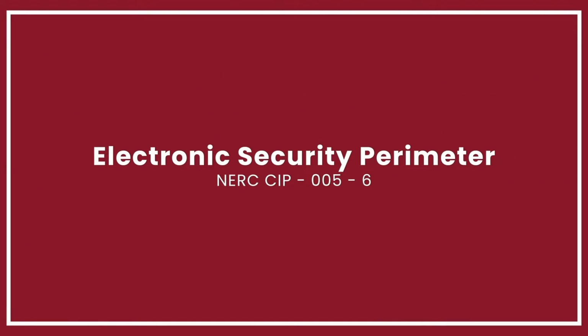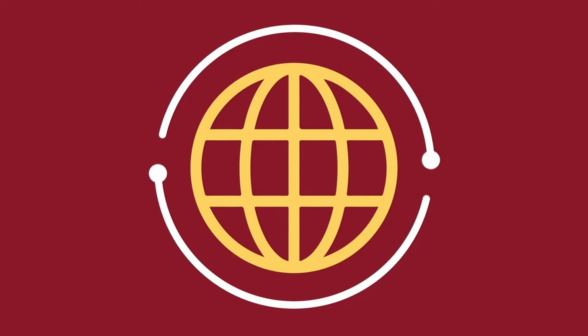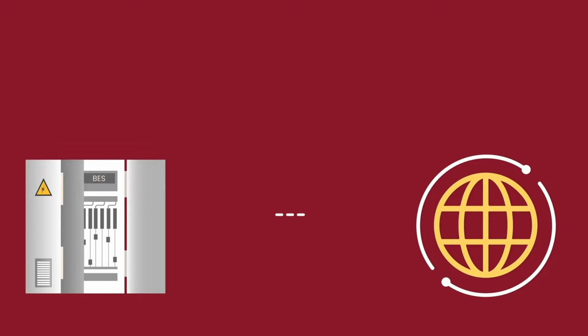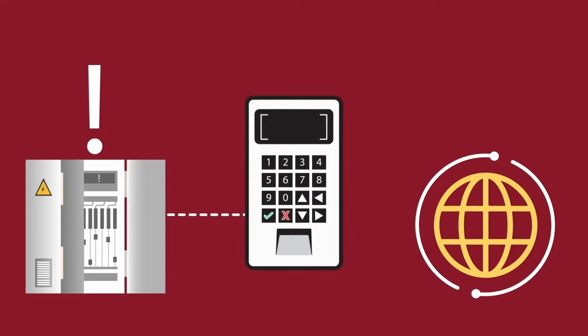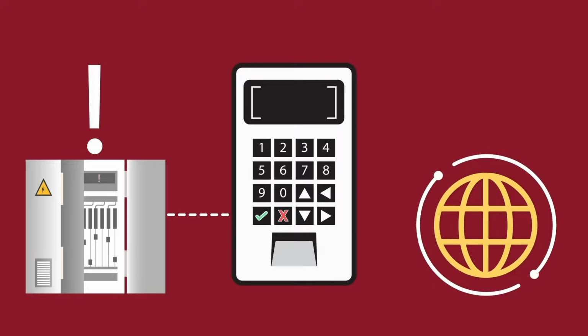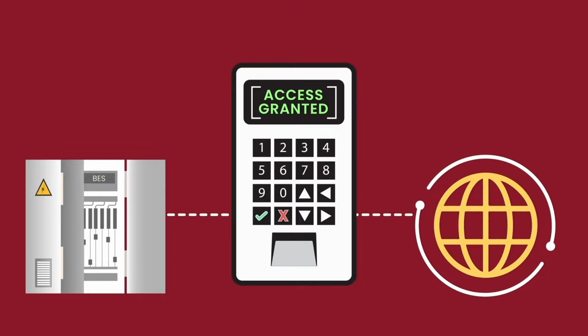Electronic security perimeter. This standard aims to heighten the protection level of bulk electric systems cyber assets and prevent potential instability and operational interruption by establishing an electronic security perimeter using electronic access control or monitoring systems to allow only authorized inbound and outbound traffic to bulk electric systems cyber systems.